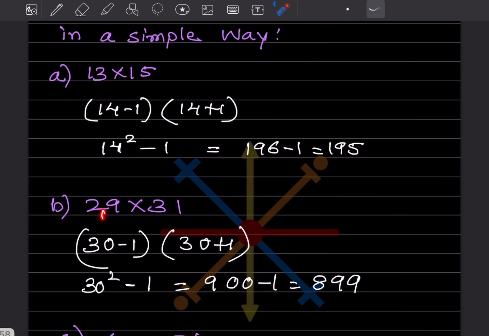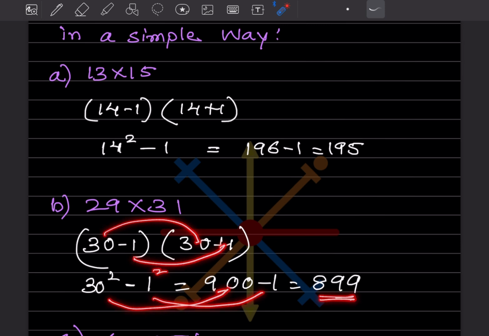Again for this one, 29 and 31. So in between there is 30. So for 29 we can write 30 minus 1 and this we can write as 30 plus 1. So this is again going to be the same. So this will be 30 square minus 1 square. 1 square means 1. So this will be 900 minus 1. So that will be 899.